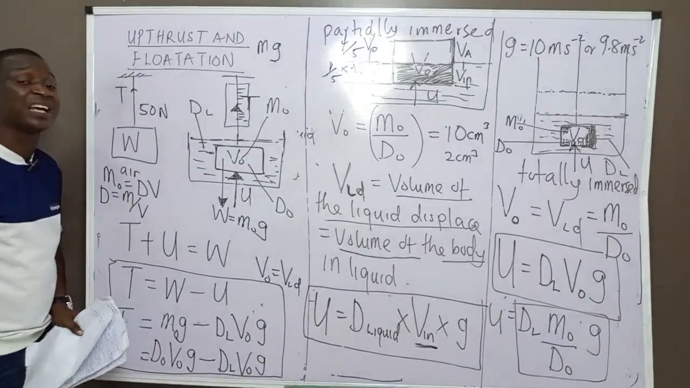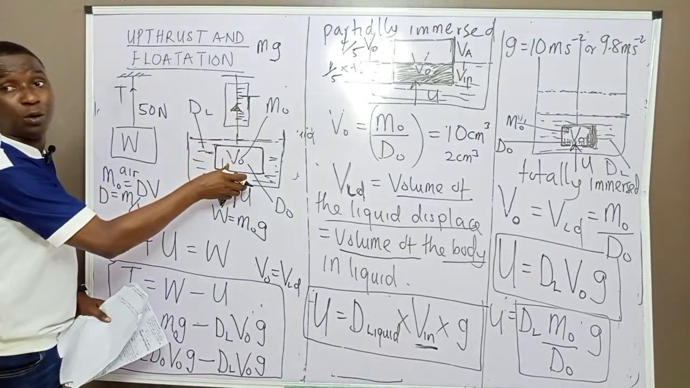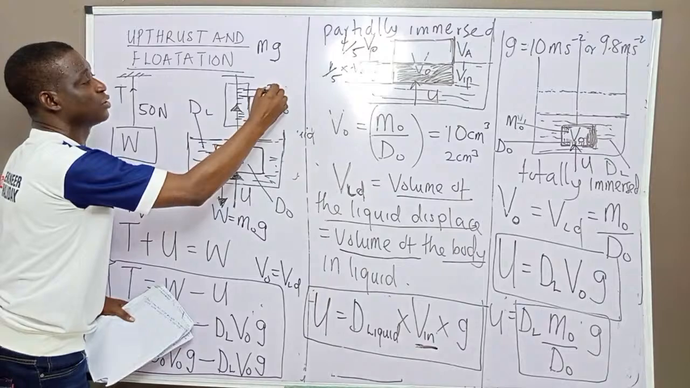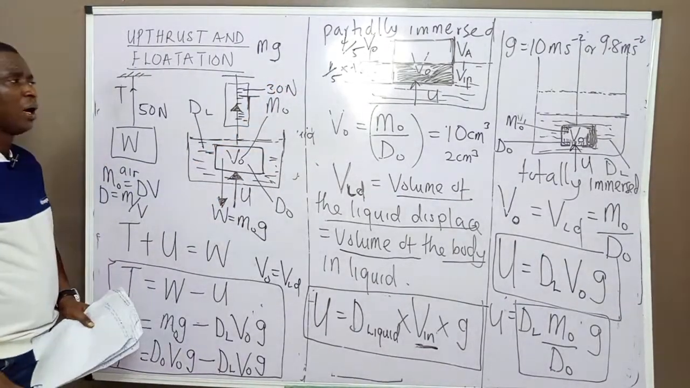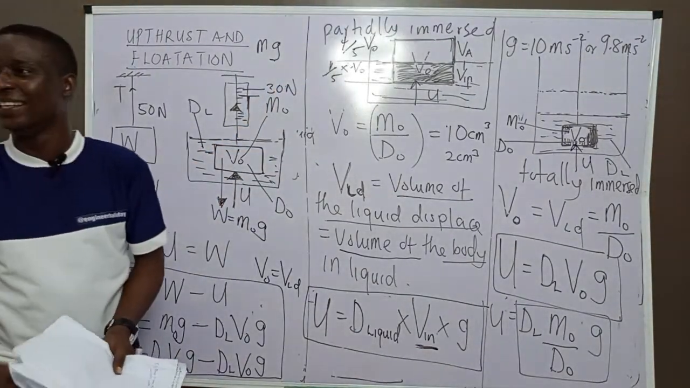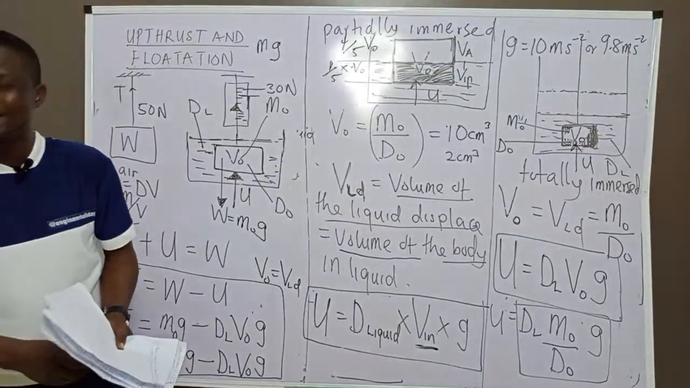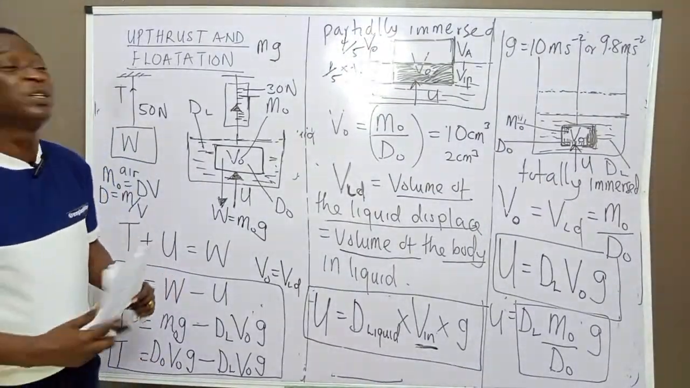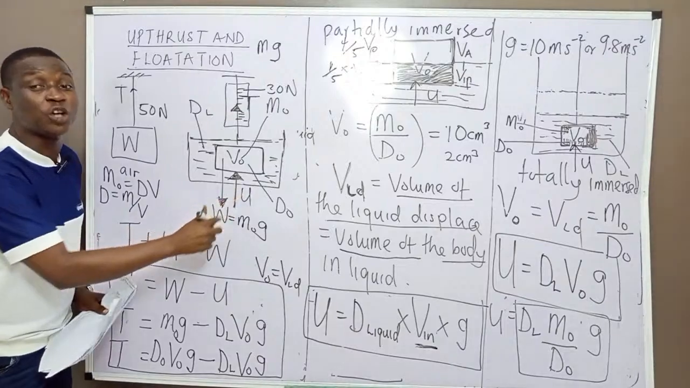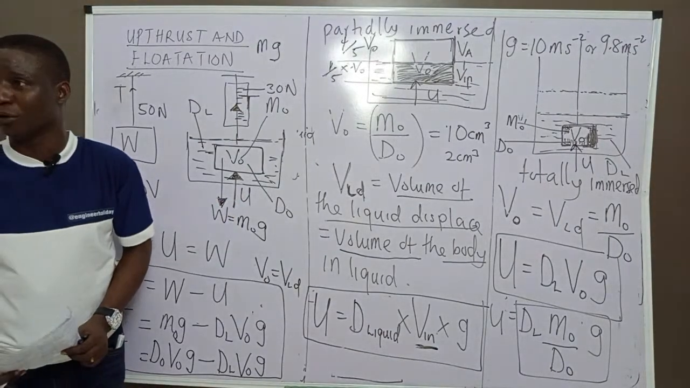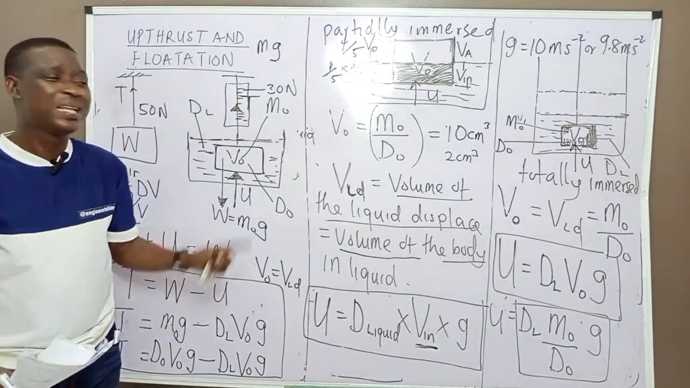Maybe here it was reading 50 Newton. Here the spring balance is to measure weight. When you put the body in water, you will see the spring balance measure maybe 30 Newton. You will be wondering, where is the 20 Newton? Where does it go? It's not spiritual. It's not something you go to church and give thanksgiving for, that the weight has been lost. This is just scientific.